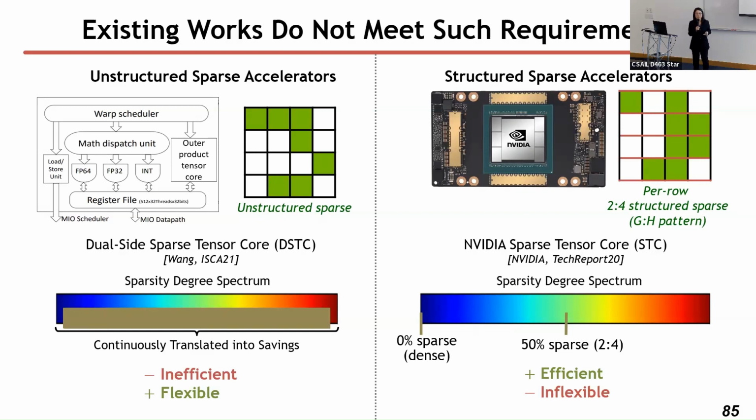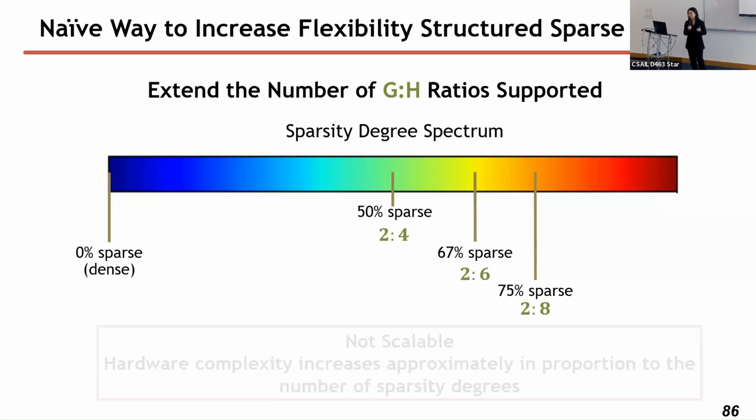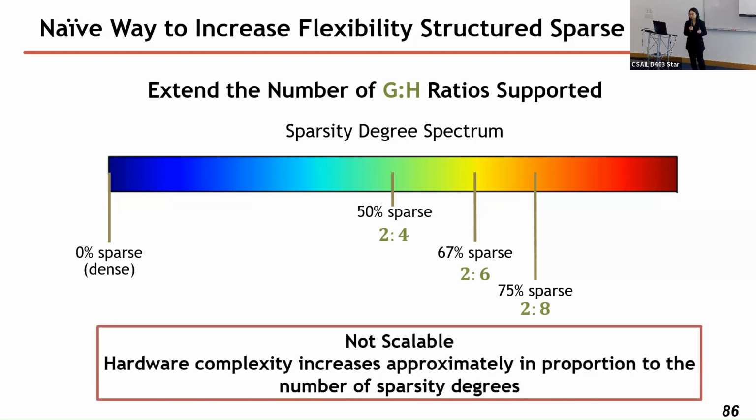And we might argue that we can easily improve the flexibility of the sparse tensor core design by just supporting more ratios. And here we refer to the sparsity pattern G to H. So using a 2 to 4, it will be G equal 2, H equal 4. So if we want to increase the flexibility, all we need to do is add more G to H ratios. For example, we could support 2 to 6 and 2 to 8, and this will add 2 more points in our spectrum. However, even with a few sparsity degrees, this solution looks promising, but it is not really scalable because the hardware complexity will increase approximately in proportion to the number of sparsity degrees that we want to support in this setup.